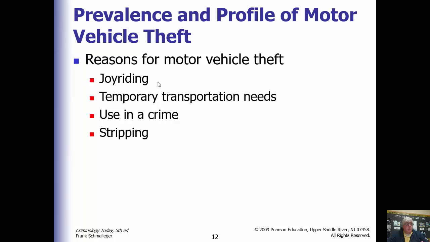Because then, if you go in and rob a bank, or you rob a convenience store, or whatever, and you drive off in a vehicle, people are getting a description of that vehicle and giving it to the police, who are looking for that vehicle. Well, you probably want to dump that car right away and steal something else, so they're no longer looking for you. So that's one of the reasons why you might steal a vehicle to use it in a crime. And of course, stripping is when we take the parts.